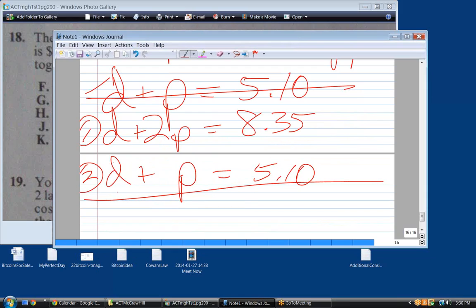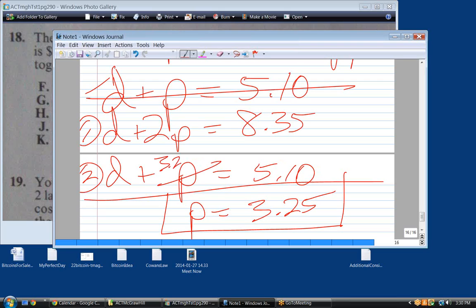The D's cancel. 2P minus P is P. 835 minus 510 is 325. So by subtracting the two equations, I solve for P immediately. Of course, the problem wants to know what D is. So how do I solve for D now? Plug it back in. Plug it in right there, 325. D equals 510 minus 325, which is 185.